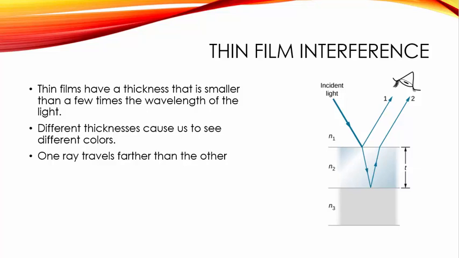And this causes us to see different colors because some of the light is reflected off the top surface and then some of it refracts and comes back to our eyes and has a longer path than the other reflected light from the first surface.